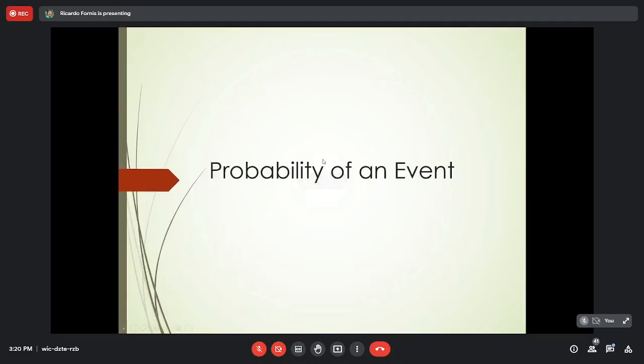On probability of an event. Now, I believe that you still remember the definition of probability.